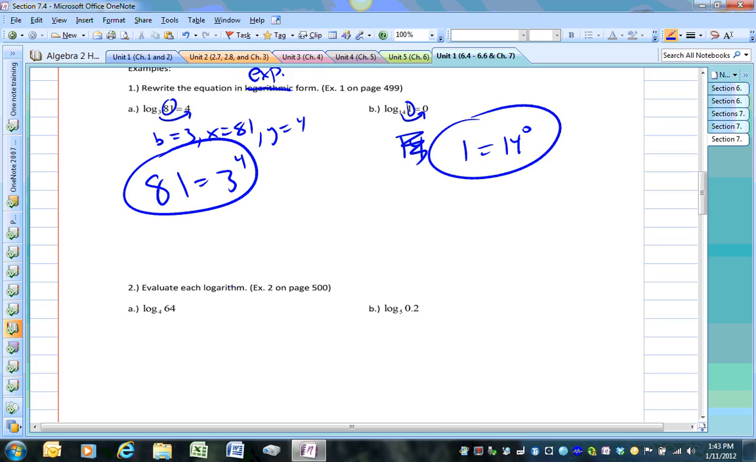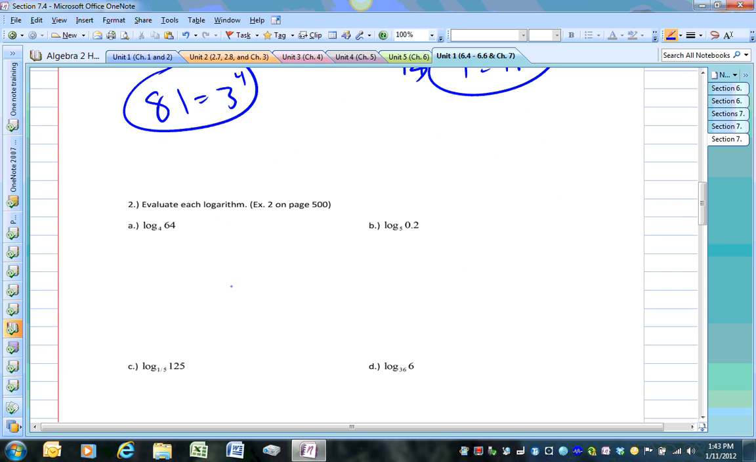What I really want to get at are problems like the parts in number 2. So I'm putting a star by this because it's also a very important problem. And if you want to follow along, you can go to example 2 on page 5 in the book, or if you want some extra resources to look at. So log base 4 of 64.